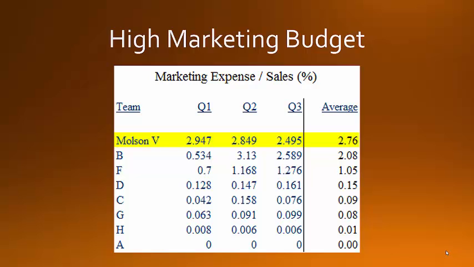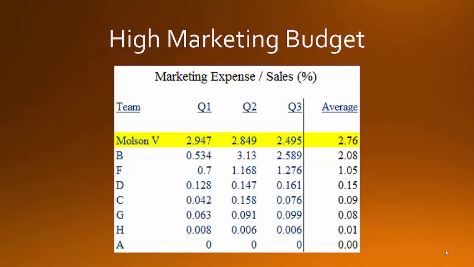We found 100 didn't quite have the effect we needed, and 300 had very little effect over 200 while being considerably more expensive. You can see from this chart that Molson 5 spent more than any other company on our advertising as a percentage of sales.